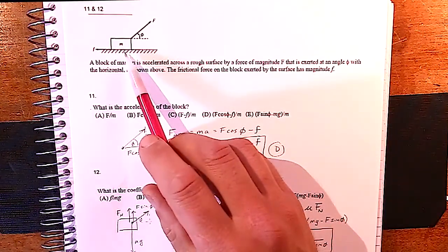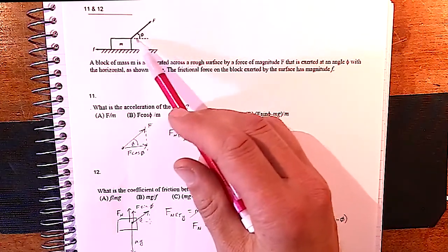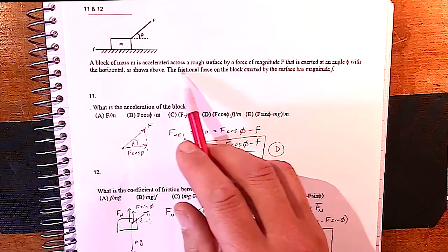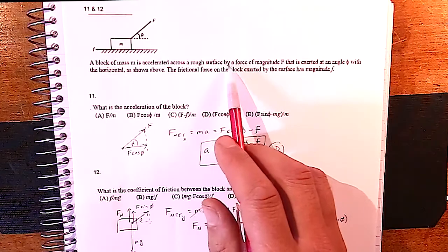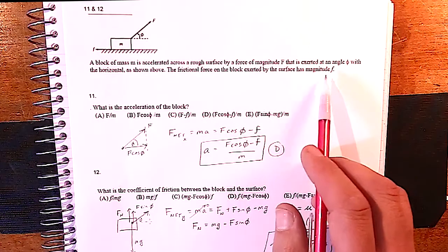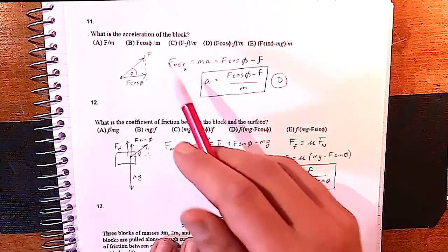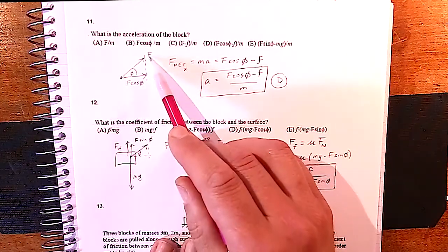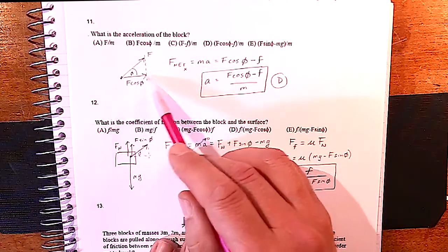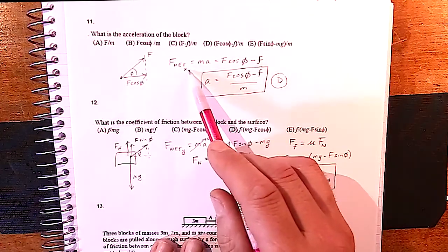In this problem, we have a block that has a force acting at an angle, this force of pull at angle phi. And it's across a rough surface, which tells us there is friction. And they tell us that friction is lowercase f. And they want to know what the acceleration of the block is. So all we have to do is find the horizontal component of F pull. So the horizontal component of F pull is going to be the adjacent side, or F cos phi. And then we can write our net force equation.